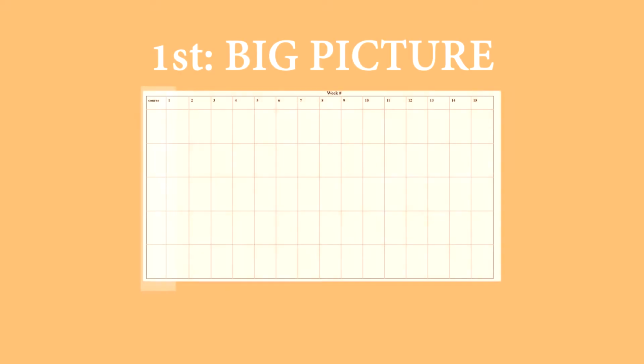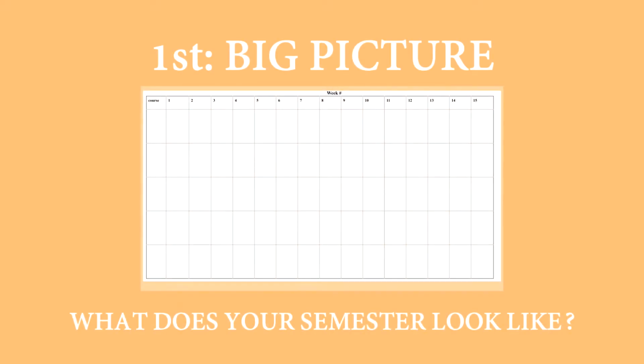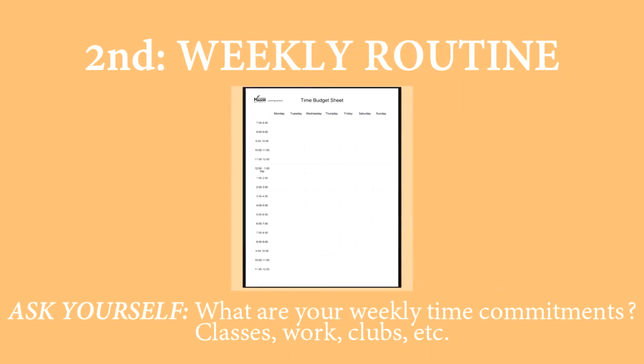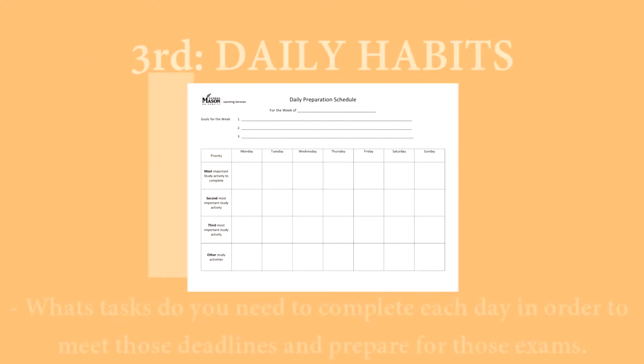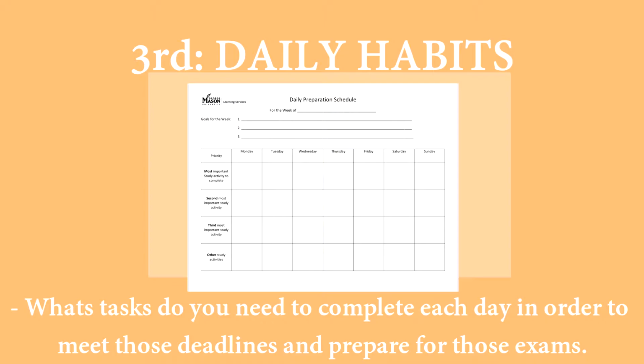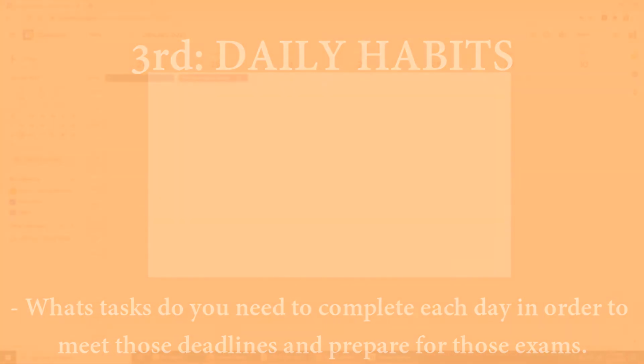I like to think of time management at 3 levels. The first level is the semester. That's all your due dates and exam dates. The second level is your week. This is your weekly routine, when your classes take place, and if you have a job, when your work hours are. And then the third level is your day, and that is the tasks you need to do each day in order to meet those deadlines and prepare for those exams.